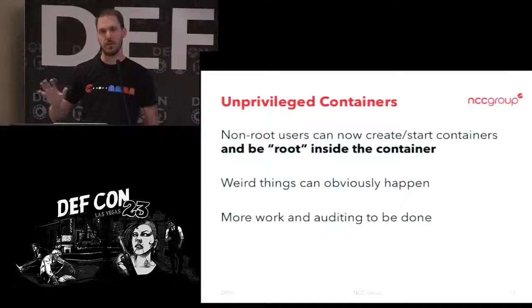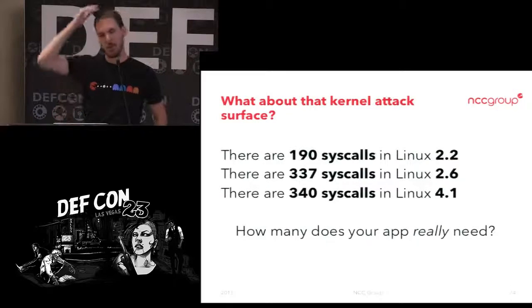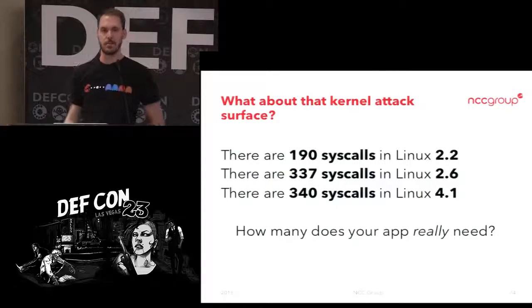Obviously, there are some weird things that can happen with that situation, so there's more work and auditing that needs to be done there. But that'll be a futuristic thing where a low-rights user that doesn't have root and never will get root will be able to create containers and do things. But you have this problem, right? We talked about attack surface. Syscalls are one of the main entry points to the kernel. There were a lot back in 2.2. Now there's a whole lot more. What are all those, and does your app really need all those 300 and some odd syscalls?